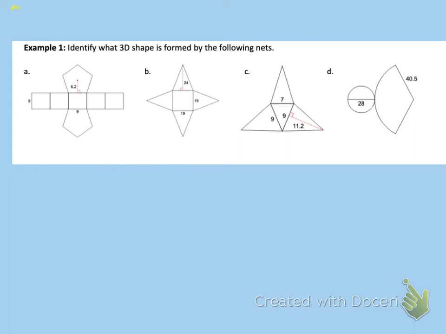So basically what we have to do is look at these nets and first see how many bases there are. Are there one or two? So you can see there's one, two here. And they're 5-sided figures, right? There's 1, 2, 3, 4, 5. So that is a pentagon. So we would say this is a pentagonal prism, because the prism is the one with the 2 bases, the top and the bottom.